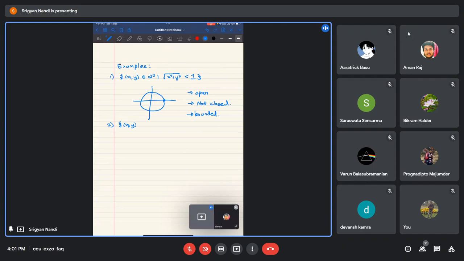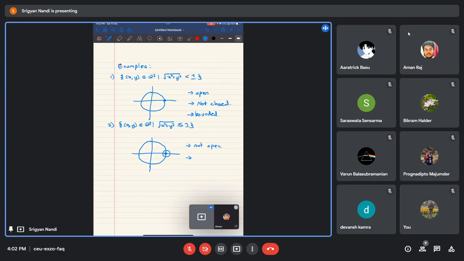The second kind, let's consider a second example. Let's consider the set (x, y) in R2 where root of x square plus y square is less than or equal to 1. So in this case, we get the whole circle and it includes the boundary too. So in this case, it can no longer be open since from the previous case, we can again use (1, 0) as our counterexample. If it was open, then we would be able to find a neighborhood of (1, 0) that lies completely within this. But in this case, every neighborhood around (1, 0) has half the neighborhood lying outside this circle. So it's not open. This is trivially closed since it contains all its limit points.